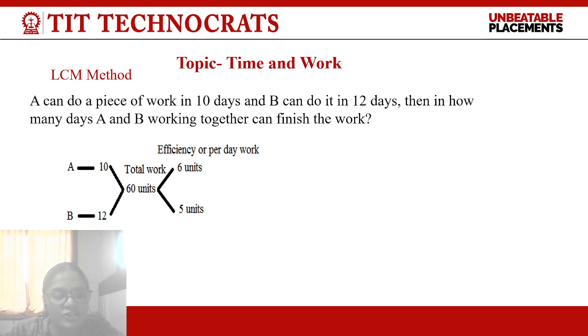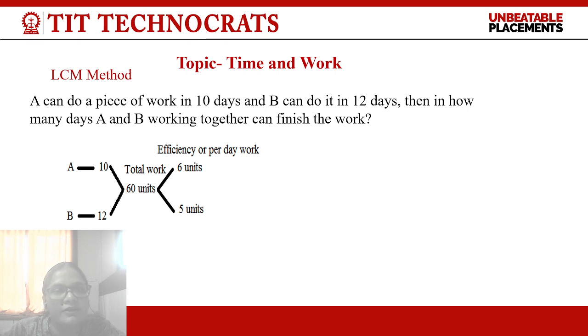To calculate B's efficiency, just divide the total work which B has completed by 12 days. The total work is 60 and the total days which B has taken to complete the 60 units of work is 12. So when you divide 60 by 12, you will get 5. So 5 units is the per day work of B. With the help of this total work and efficiency, we'll solve this question.